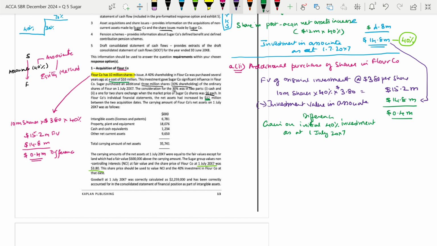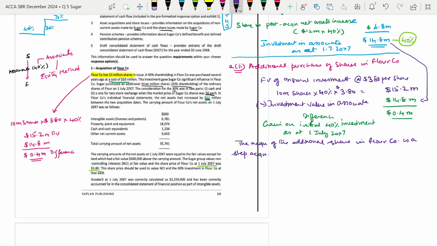Now you have to write. That's very important. There is no other alternative for us. The acquisition of the additional shares in Floor company is a step acquisition. If that is the case, what do we have to do?